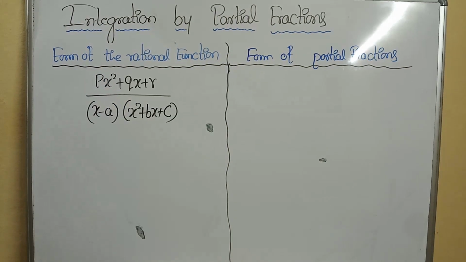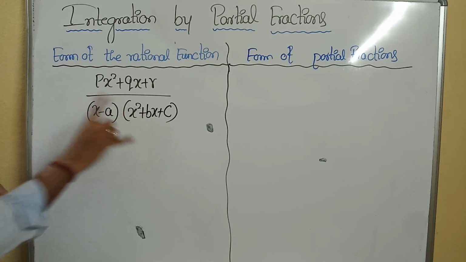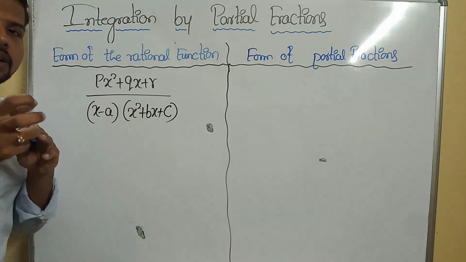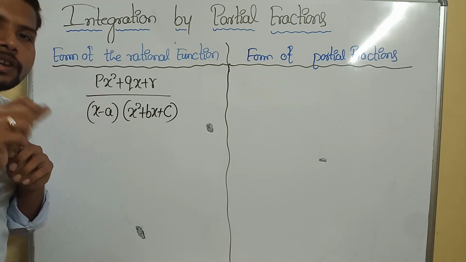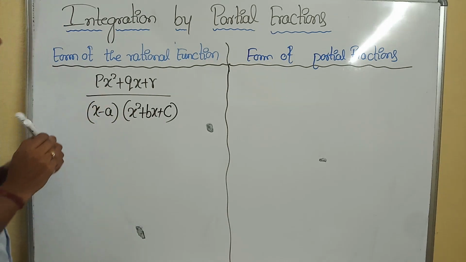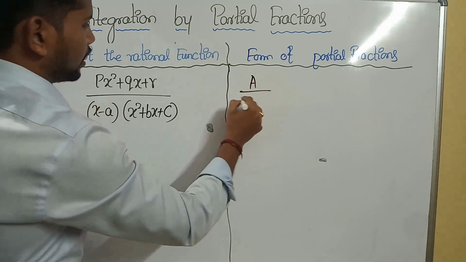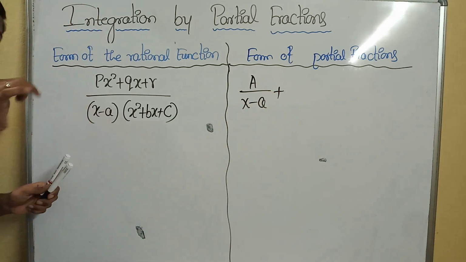Numerator is quadratic and denominator is linear, and x square plus bx plus c is an irreducible quadratic. What is the meaning of irreducible quadratic? It is not possible to factorize it into a product of two linear polynomials. Got it? That's why this one is linear, and I write a divided by x minus a plus, now it is an irreducible quadratic.